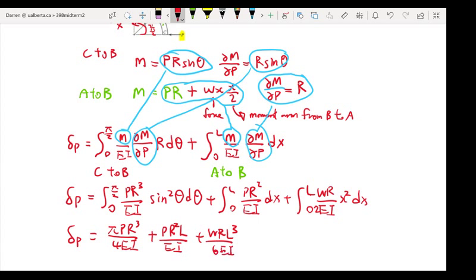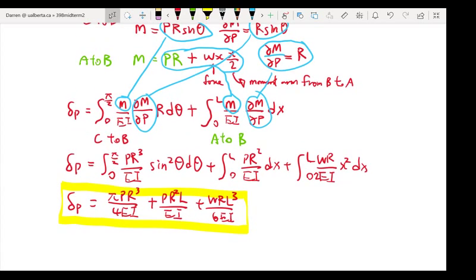So that's the total deflection of the beam at point C. So that would be the horizontal deflection from point C.